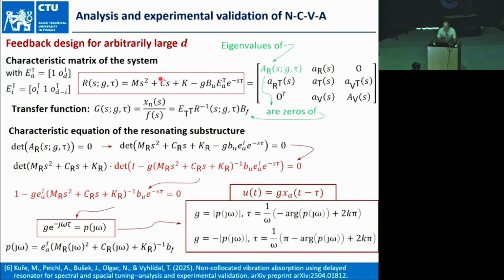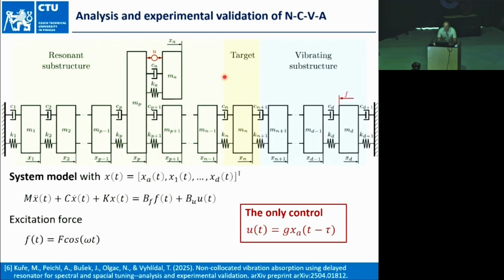Yeah, okay, so for this arbitrarily large delay, we show that the design remains similar to the design of the delayed resonator. We only need to look at the poles of the resonator substructure. Yeah, so we place the zeros on the imaginary axis, but not for the resonator itself, but for this wall subsystem. And these roots become the poles of the overall system.